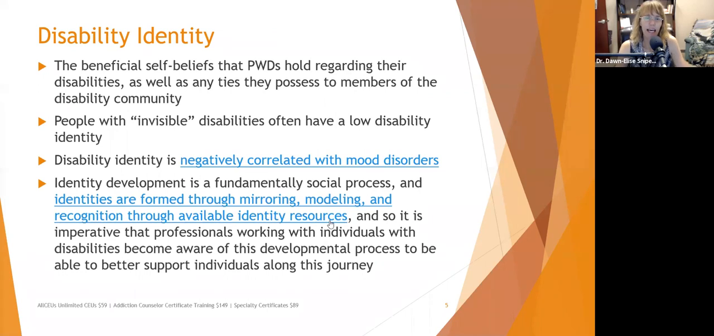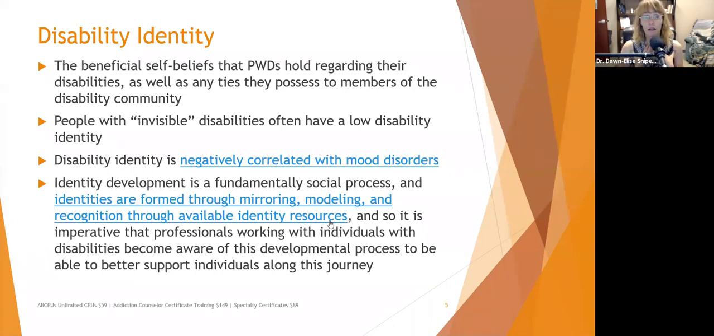Disability identity is the beneficial self-belief that people with disabilities hold regarding their disabilities, as well as any ties they possess to members of the disability community. Think of it sort of as a cultural thing. Some types of disabilities, or however you want to label them, you can think of as cultural, if you will, and it's helpful to spend time with other people who have similar disabilities, people who are blind, people who are deaf. They can provide each other a lot of social support, as well as helping people kind of learn the ropes.